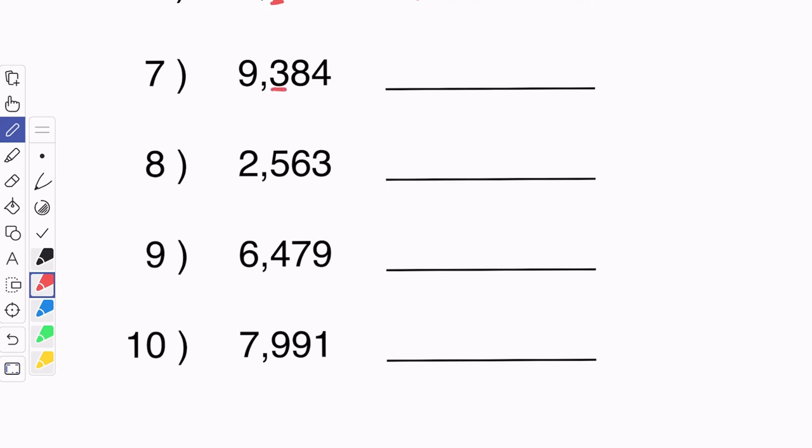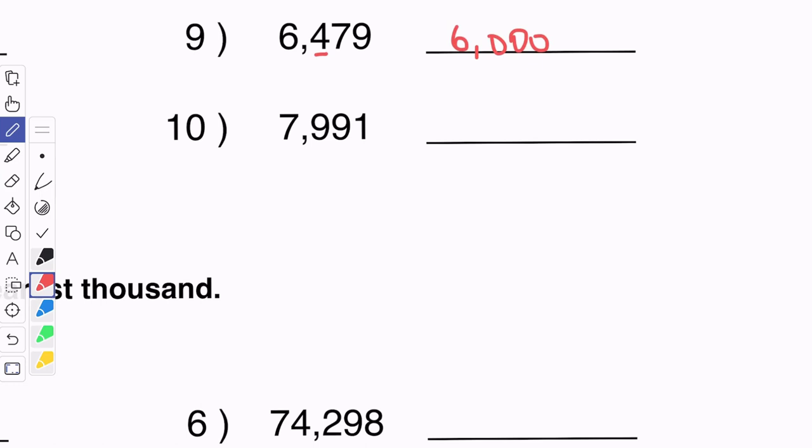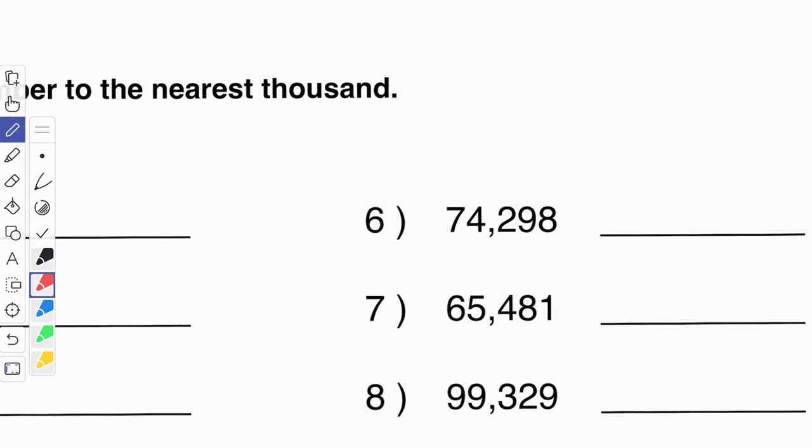9,384, 3 is in our hundreds place, and it's less than 5, so we're going to have to round down to 9,000. 2,563, 5 is in our hundreds place, it's equal to 5, so we're going to round up to 3,000, the next 1,000. 6,479, it's a 4, so we're going to round down to 6,000. 7,991, it's a 9, so we're going to round up to the nearest 1,000, which is 8,000.